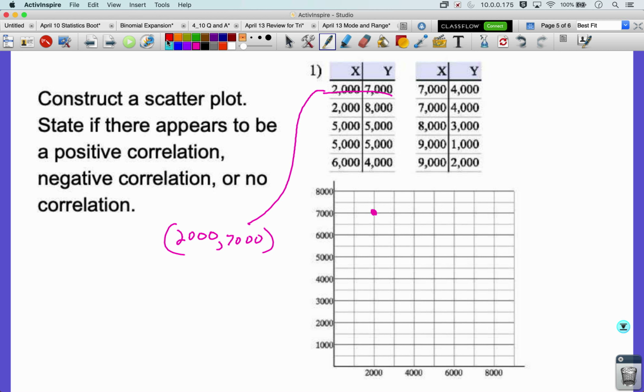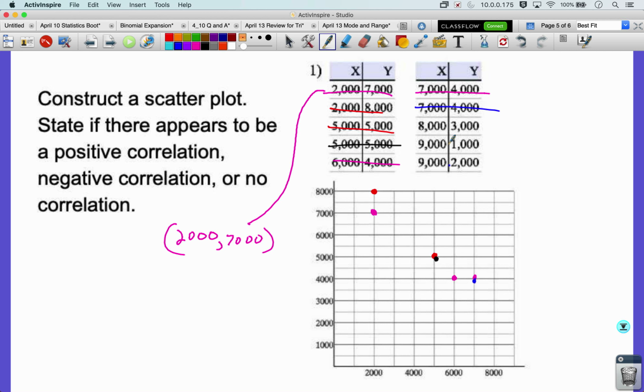All right, 2,000 comma 8,000. Well, I already know that this is at 2,000, 7,000, so I just go a little bit higher up to get to 8,000. 5,000, 5,000. Another data point at that same spot, so maybe I'll use a different color and put it right next to it so I can see they've got 2 data points at the same spot. 6,000 comma 4,000. Looks like maybe a trend is starting to emerge here. Let's keep going. 7,000 comma 4,000. Another 7,000 comma 4,000. Let's put that right next to it.